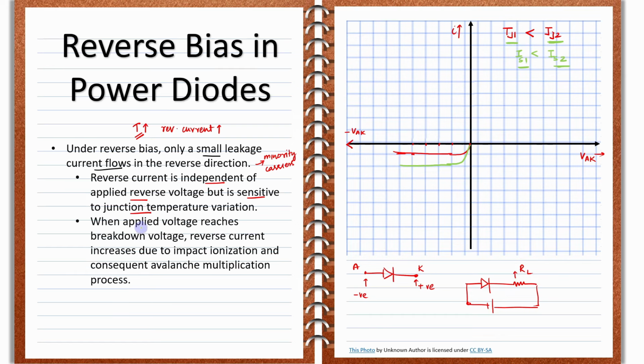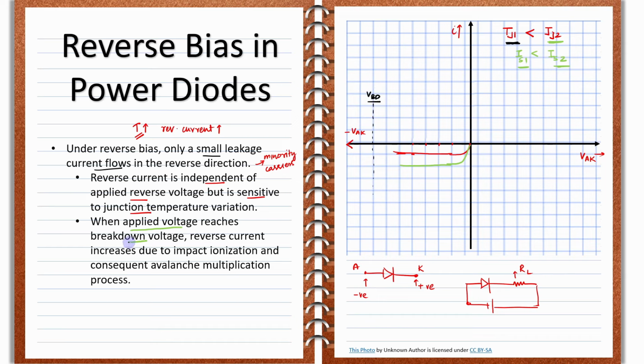Now when the applied voltage reaches the breakdown voltage. Okay, so we'll keep some point here which is called the breakdown voltage point. So for example, this point is the breakdown voltage. Let us take for the first case Tj1 here. So when the applied voltage comes almost nearer to the breakdown voltage, what happens?